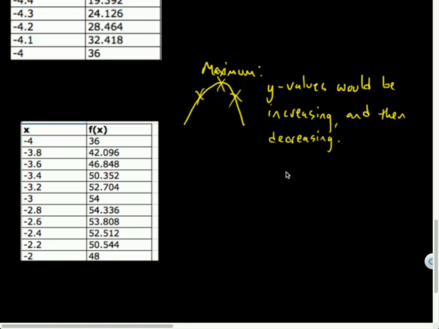Negative 2.8. I think you guys are right. Somewhere around there, right? This is the biggest value in terms of the points nearby, right? And I was increasing, increasing, increasing, and then suddenly started decreasing again.